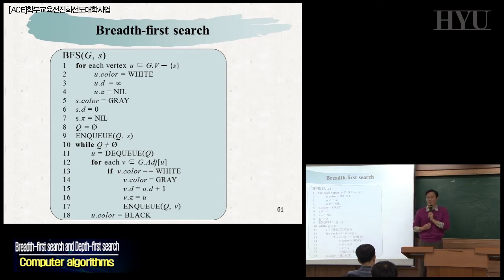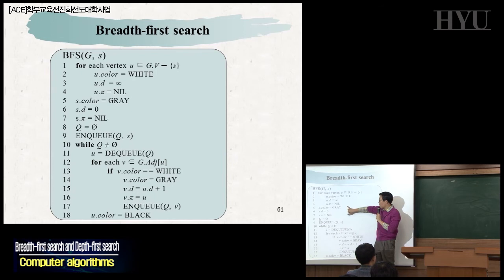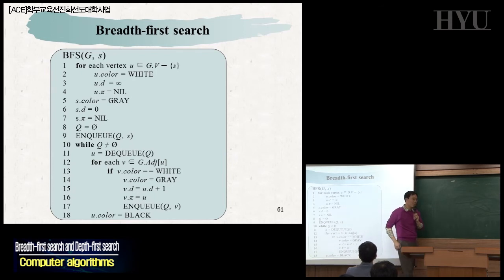Hong Dong-gyun, what's the next 3 steps from 5 to 7?